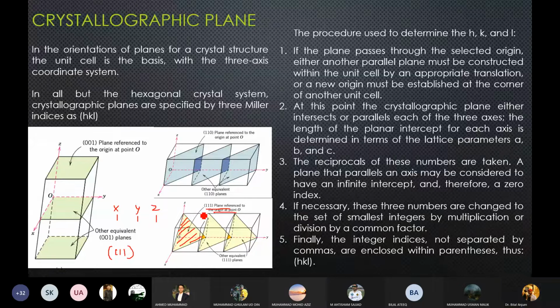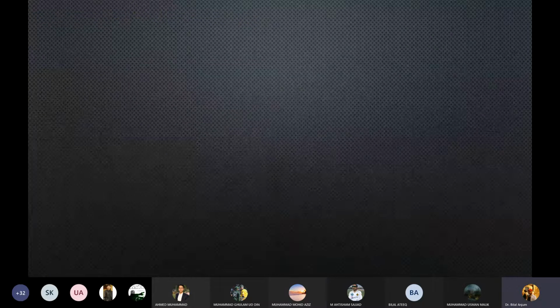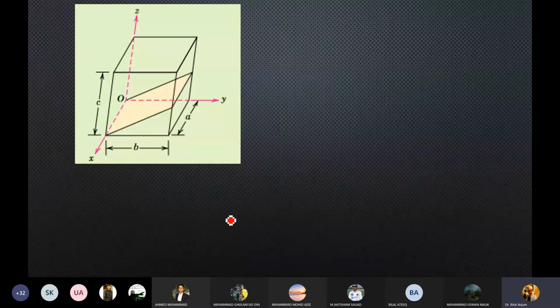Yes, sir. All right. Now moving on, I have this plane over here. I want to find out the indices for this plane. So what do you think? This plane is passing through the origin O. So what I'll do is shift the origin to this point, O bar. So my new axis would become: this would be my positive Z axis, this would be my positive Y axis, and this would become my positive X axis.